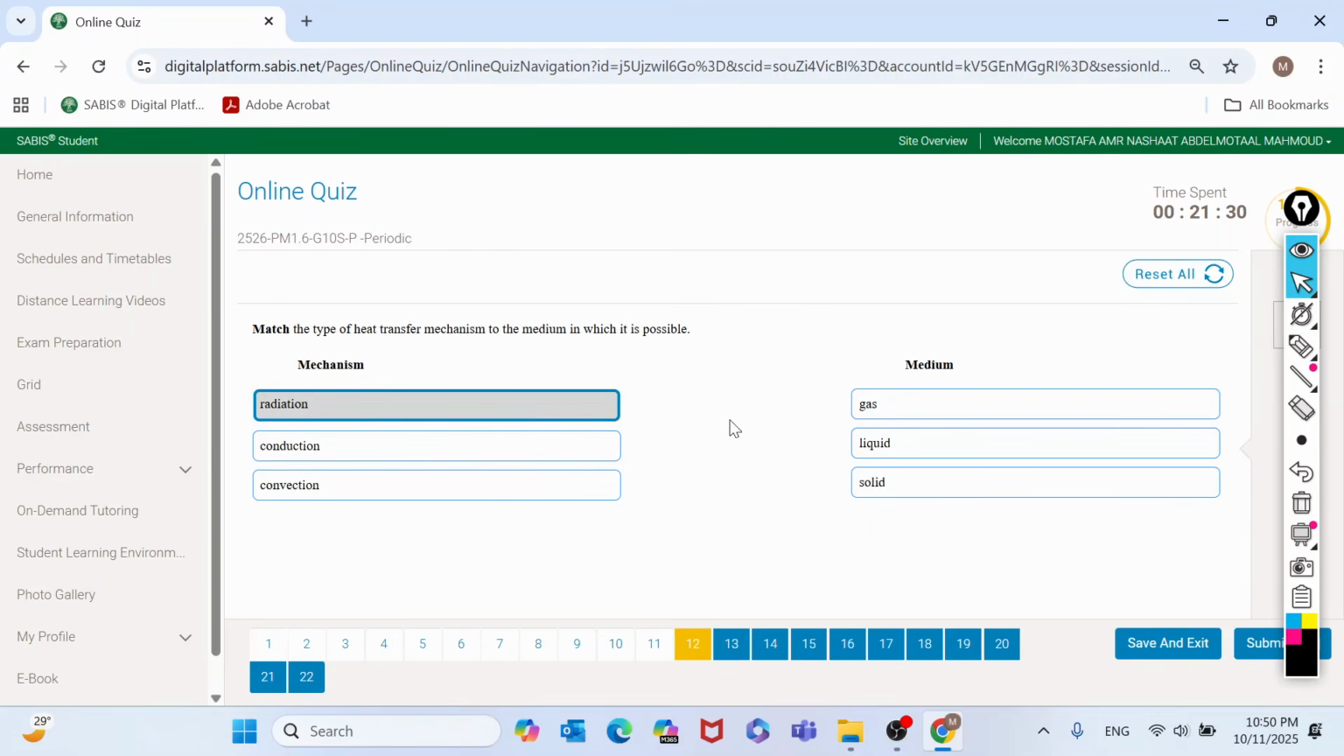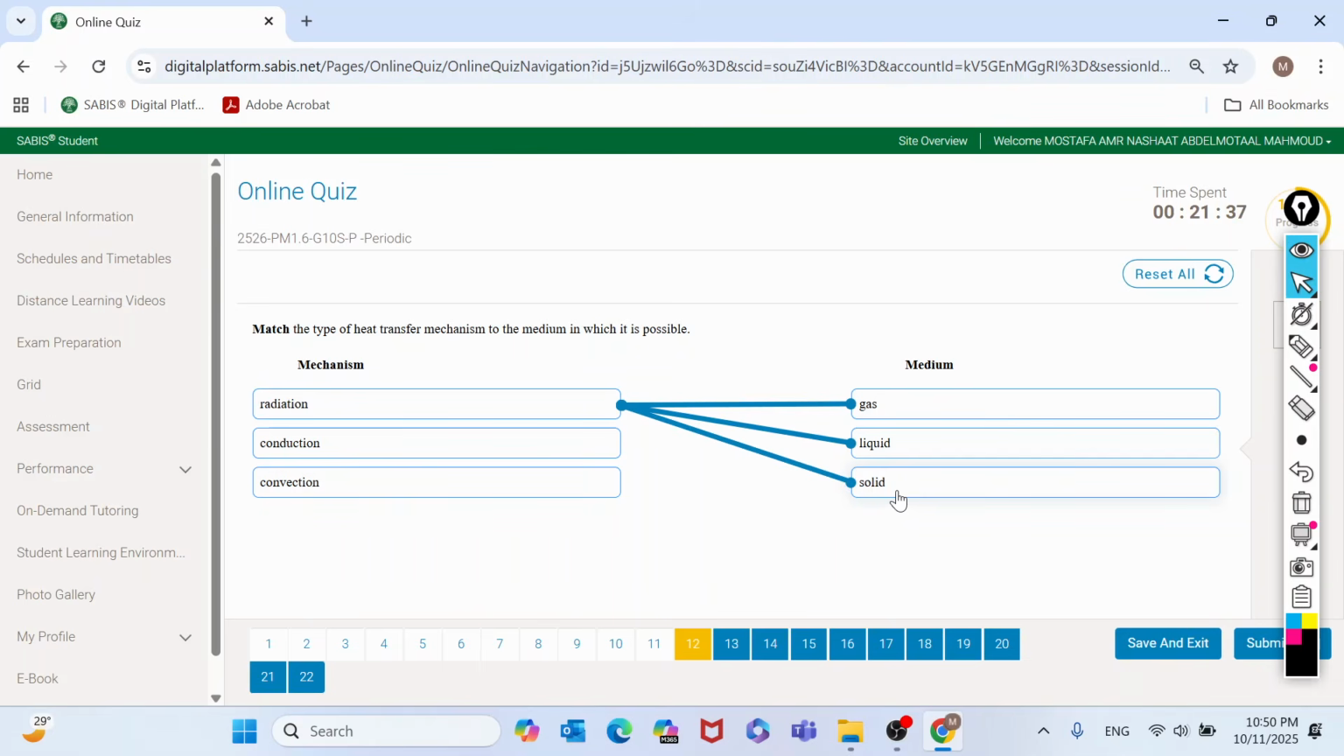Radiation can travel through gas, liquid, or air. Conduction can also travel through gas, liquid, or air. Convection can only happen in fluids because you can't have a current in solids.